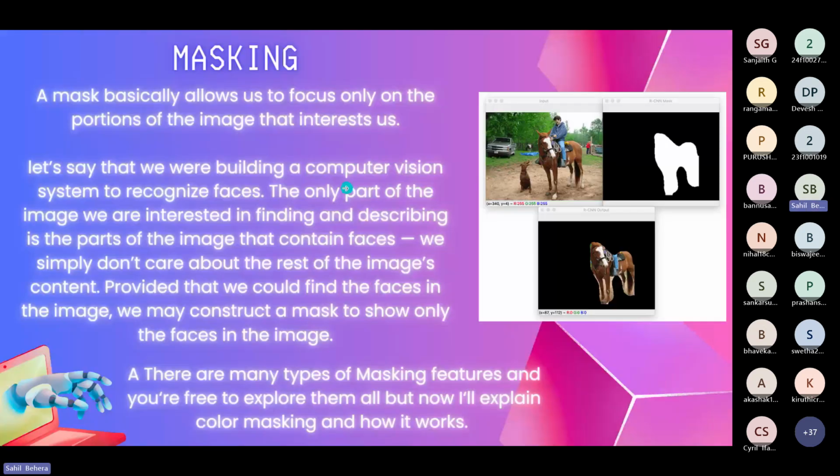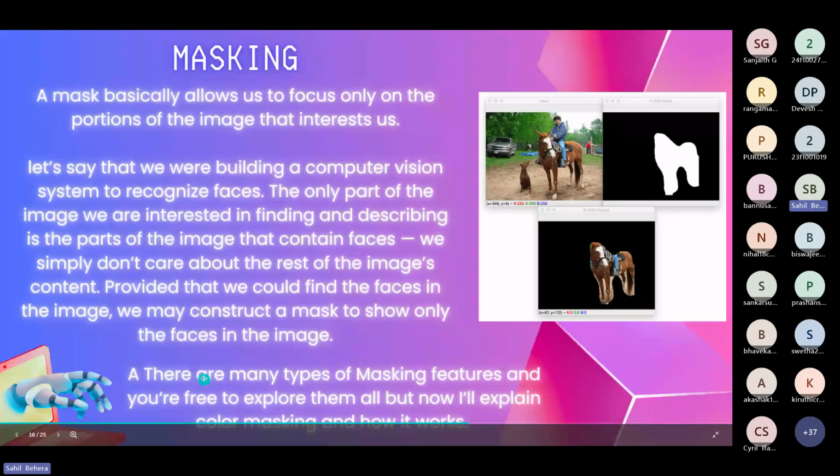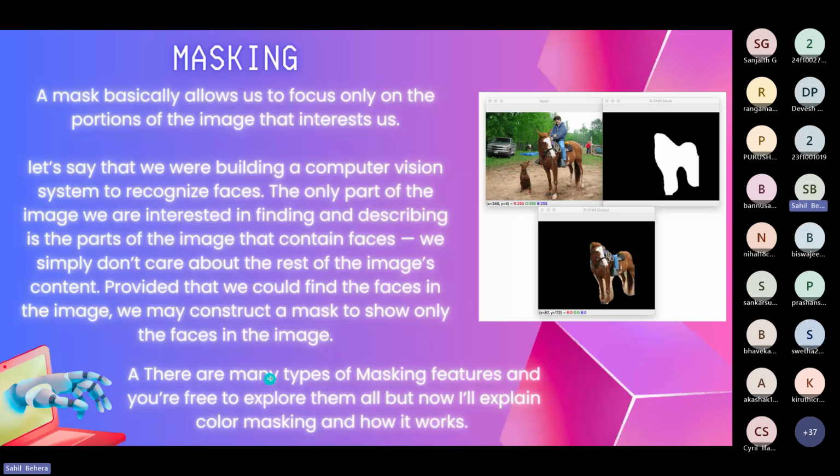If we take an example, like building a model to recognize faces, the only part of the image that you'll need is the human part of the image, or just the face. So how can we extract that? Masking helps us in that. There are many types of masks, as Sanjay explained, but what we'll be discussing here is color masking.